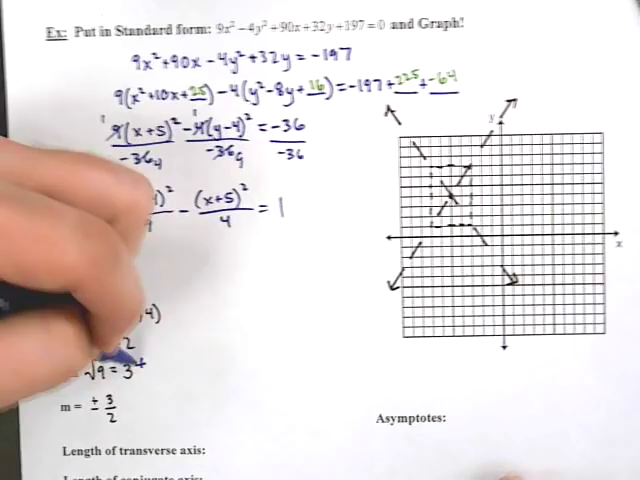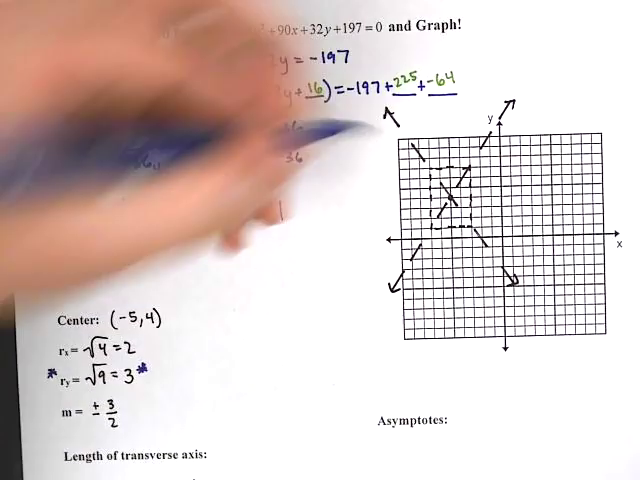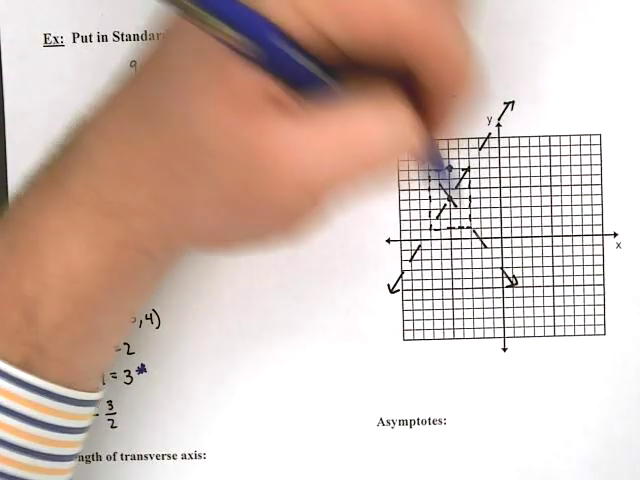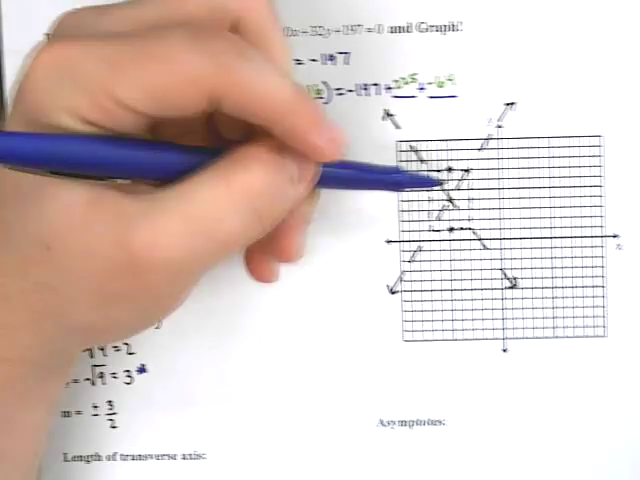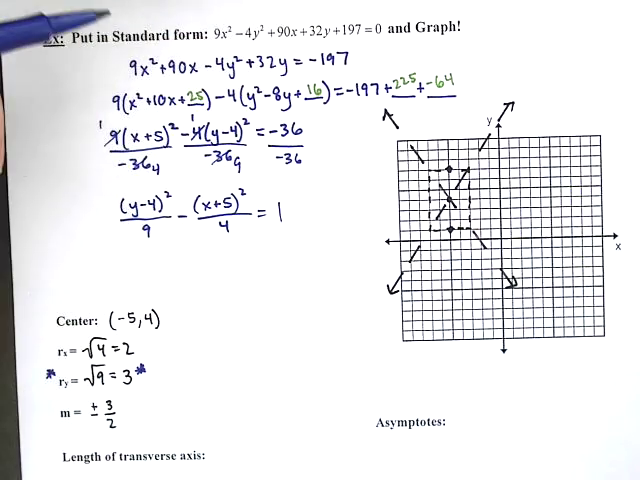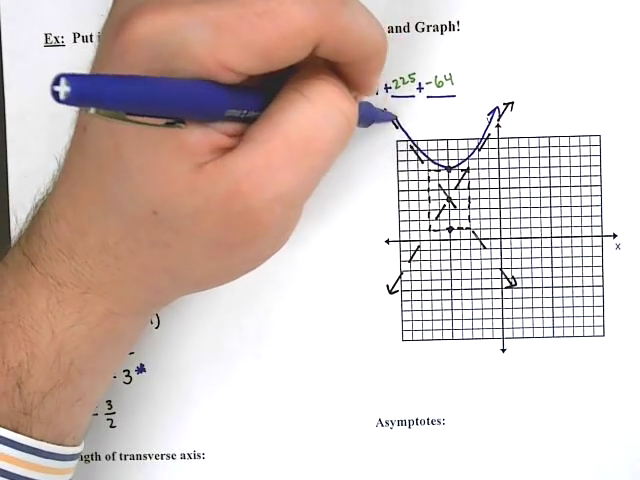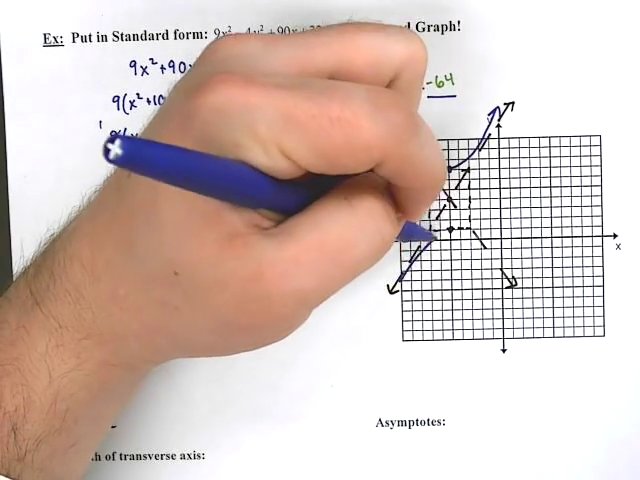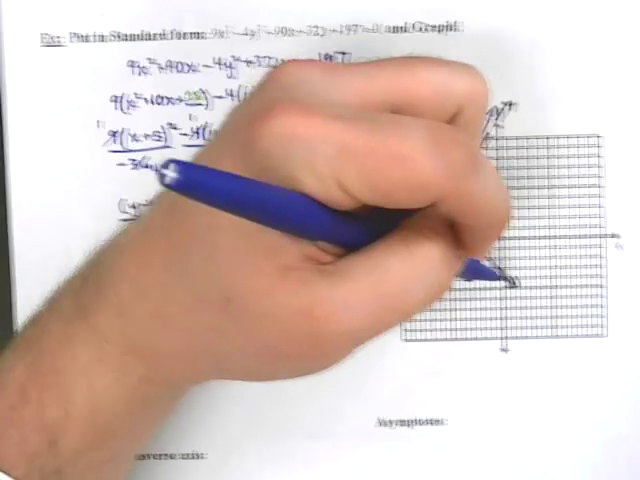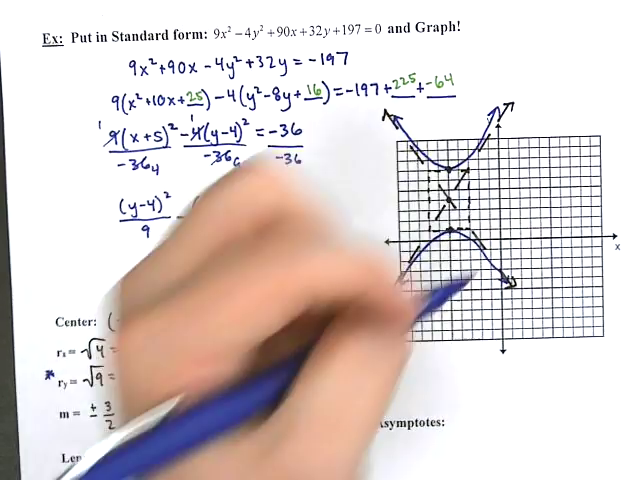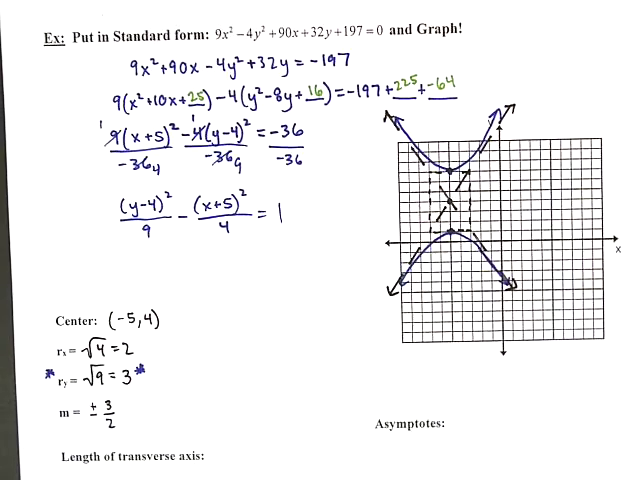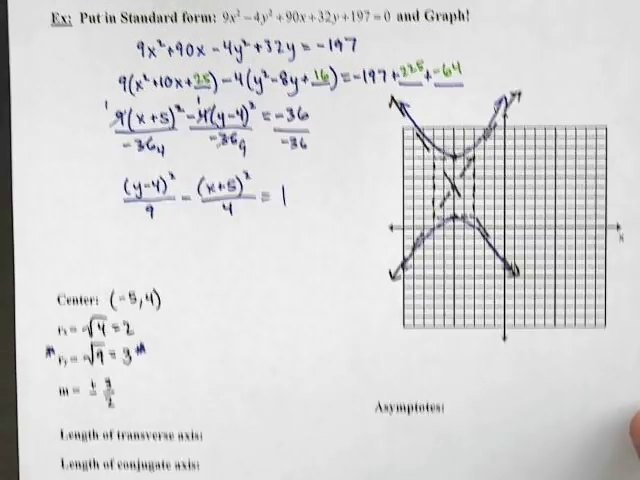So the y is our transverse, which means our vertex goes along the transverse axis, or the up and down axis here in this situation. So I would finish this by just sketching the hyperbolas that go with those asymptotes. Alright? So, last couple things we need to think about here.